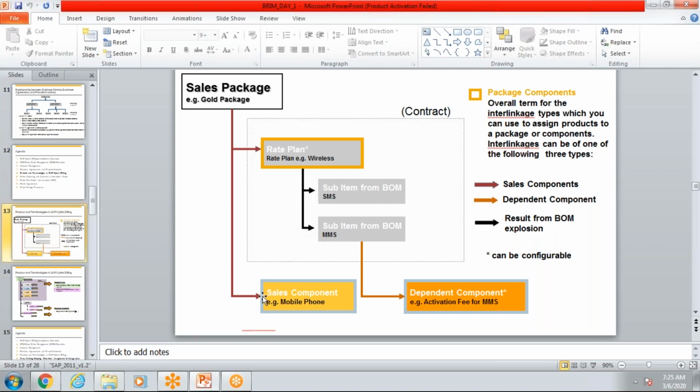Rate plan, sales component, that is the physical device, as well as the activation fees or anything. Okay. So if we have to implement the BRIM solution, these two are not at all needed. Only the rate plan is mandatory. We need not use these two things. Only with rate plan creation, we can use the BRIM solution.